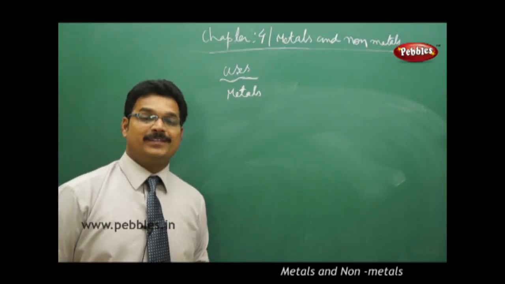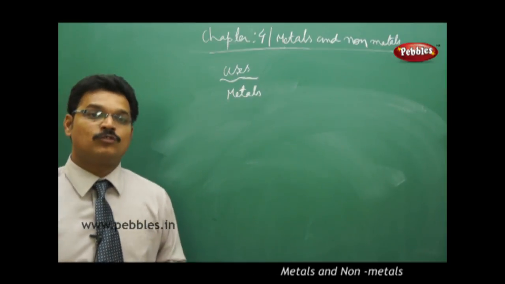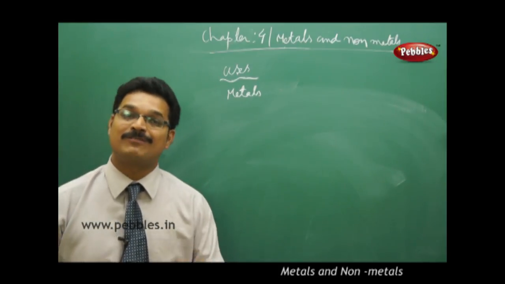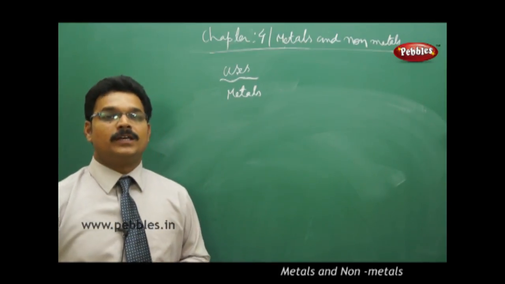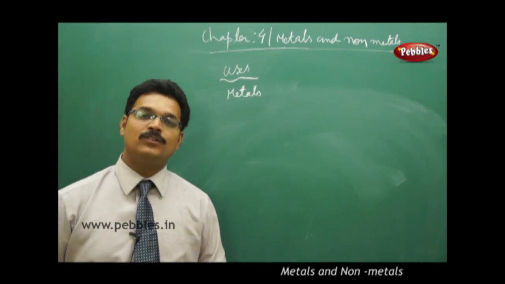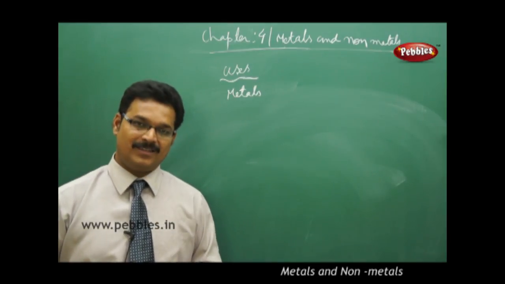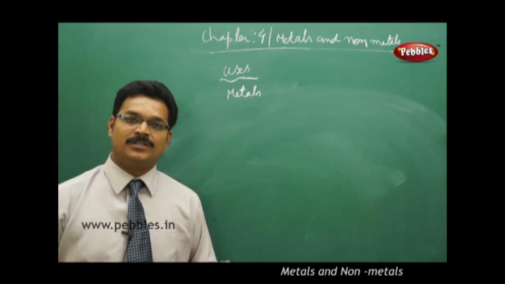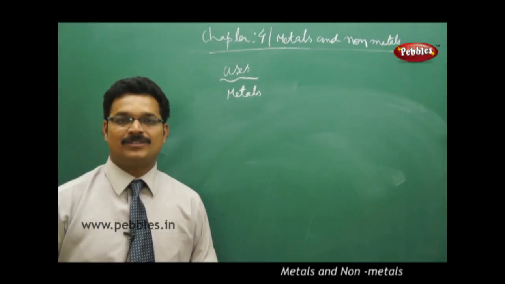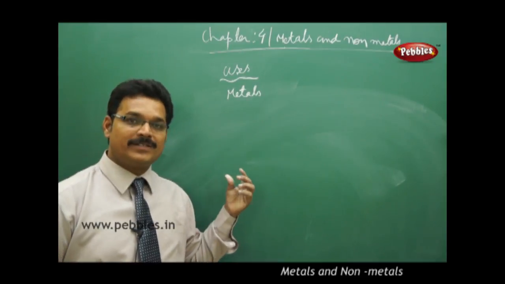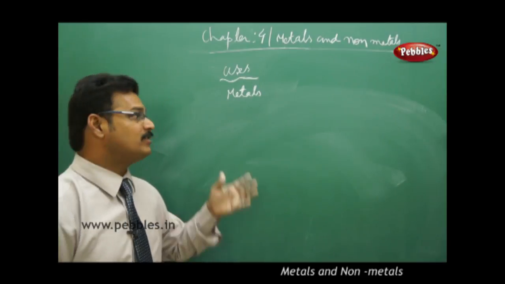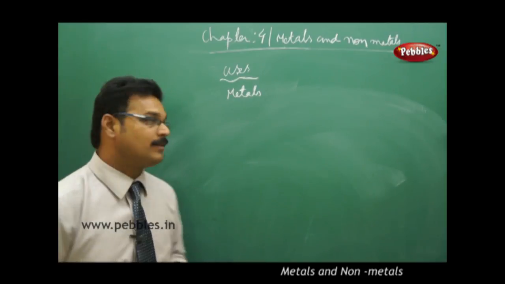Now coming to uses of metals. As we know, we have so many metals in nature and so many uses of metals also. Iron is used in many cases, in different structures like doors, tables, stands, rods, retort stands, chairs, cots. In all these cases we can use iron.